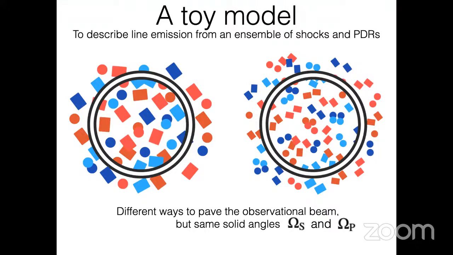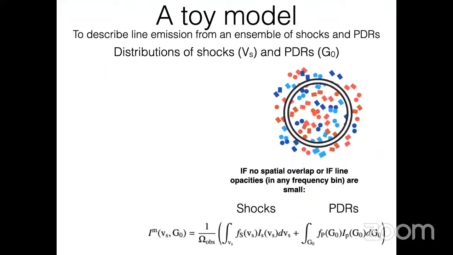Obviously you've got different ways to pave the observational beam. You can have many multiple small solid angles of individual shocks or PDRs, or large ones. Here I show the same total solid angle, with omega S the solid angle of shocks and omega P the solid angle of PDRs, same total omegas, but different ways to pave the beam.